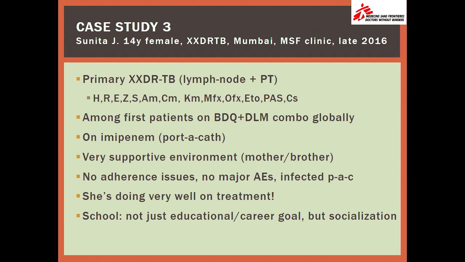So I will finish my presentation with the last case study with Sunita, who is a 14 year old girl, and she came to our clinic referred as a case of primary drug-resistant TB, and here DST was sad, she was resistant to almost everything. She had a cervical lymph node, and pulmonary TB also. She's among the first patients on the combo, and she's also on imipenem. We couldn't design a regimen for her with an adequate number of drugs.